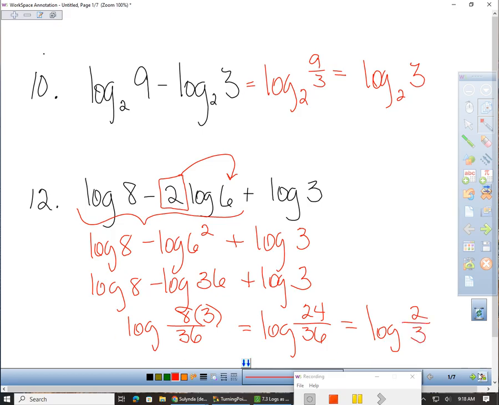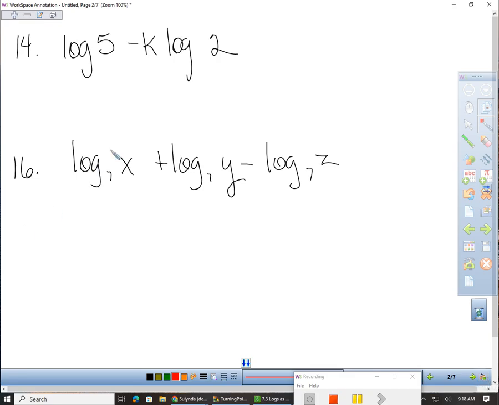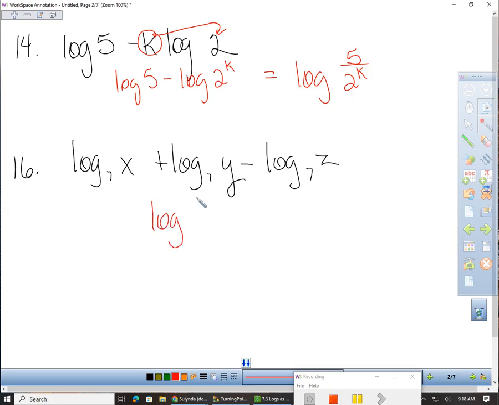Very nicely done. Number 14, again, we're going to move this coefficient first to the 2. So I have log 5 minus log 2 to the k. And in the log world, when we subtract, we really divide. So we have log 5 over 2 to the k. In this one, when we add, we really multiply. And again, when we subtract, we divide. So we get log x times y divided by z.